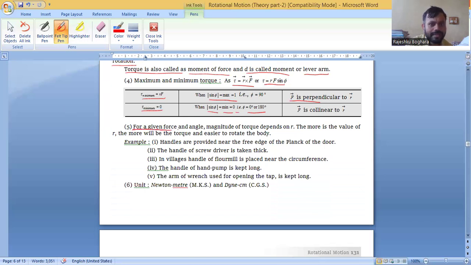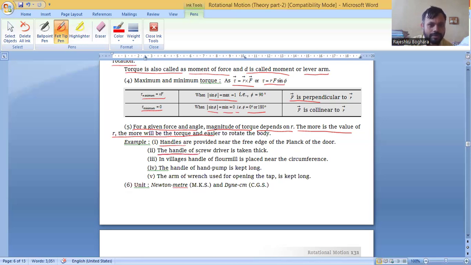Next, for a given force and angle, the magnitude of torque depends on R. The more the value of R, the more the torque and the easier it is to rotate the body. Let's give examples. First, handles are provided near the free edge of the plank of the door. So the door handle is near the free end, not near the rotational axis. If the handle is near the rotational axis, then we have to apply more force to open and close the door.